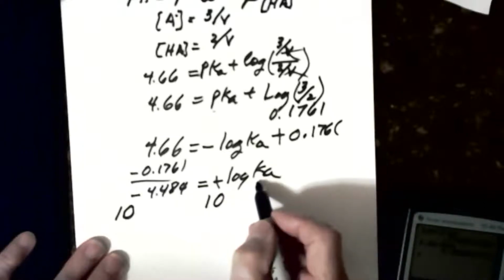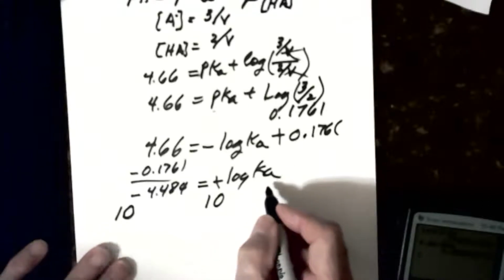Now, if I multiply through by minus 1, then the log of Ka is this. And to get rid of the log, we raise something to a power. So if I raise 10 to the log of Ka, that gets rid of the log. That's the mathematical equivalent of saying, what is the name of the person whose name is John, right? So it's Ka. So Ka is going to be equal to 10 to the minus 4.484.